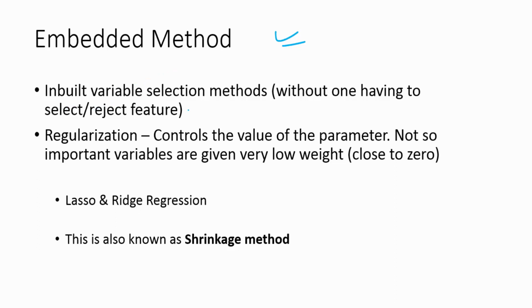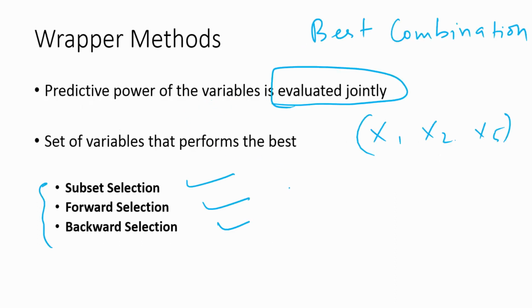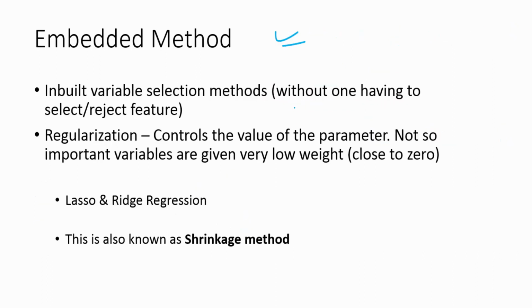So this is an inbuilt variable selection method, so we don't have to take any decision. In wrapper methods, we have to take a number of decisions, and I'm going to talk about all these three methods. We'll see that several decisions have to be made while doing this analysis. Whereas in embedded method, the decisions are taken by the regression algorithm or the estimation algorithm. So it's very much inbuilt or automated. Okay, so it's easier to use, without one having to select or reject a variable, right? So the algorithm does that for you, and that's one of the techniques of selecting the best features.